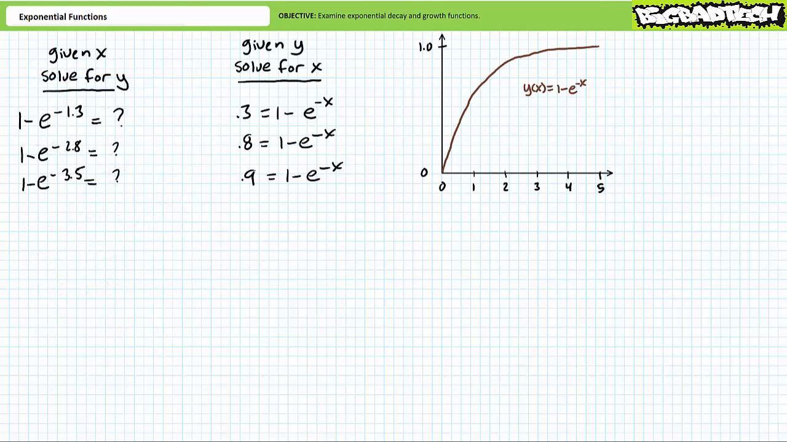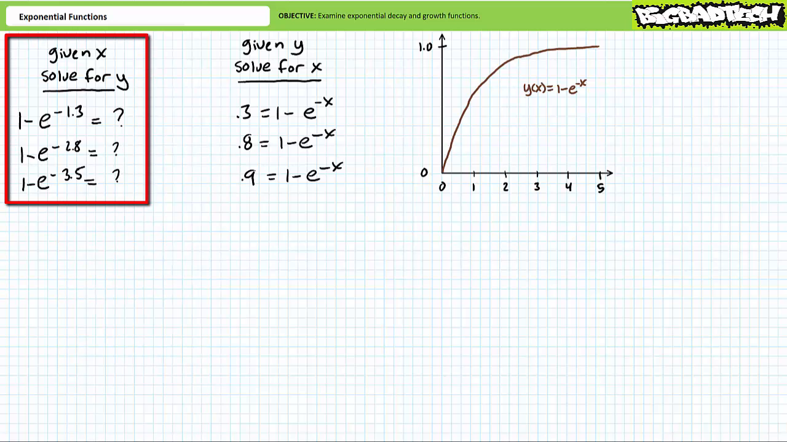Let's see if you can try these example problems on for size. For the first set on the left, given these x values, solve for the resultant y values for the function 1 minus e to the negative x.